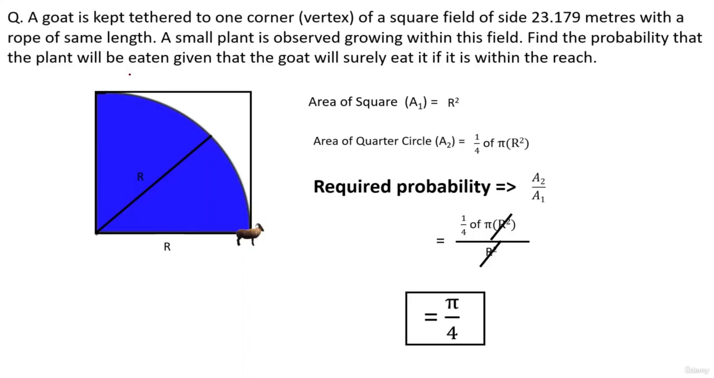As simple as that, right? So we observe that the radius here is redundant. The answer is independent of the radius, and whenever you have this question, you know the answer is pi by 4, right? All right, let's go on to the next part, guys.